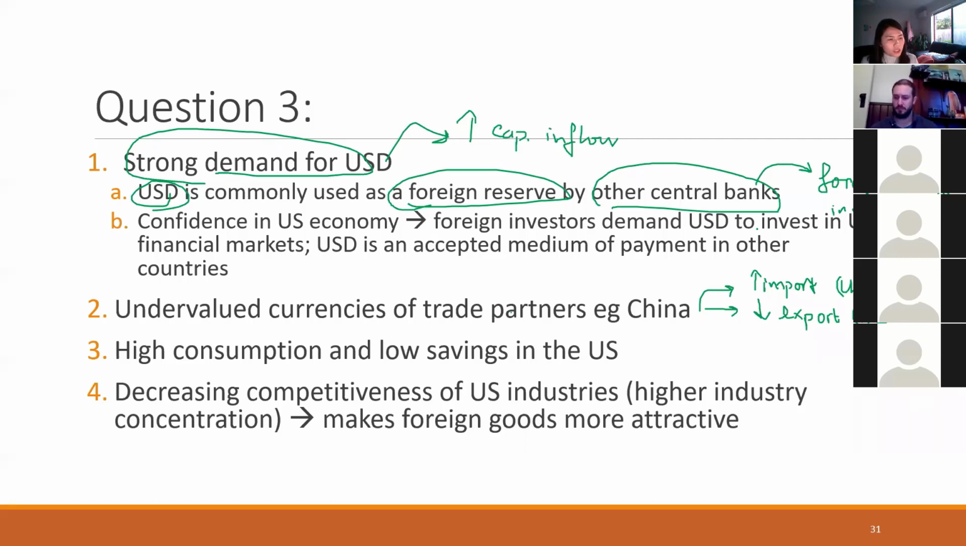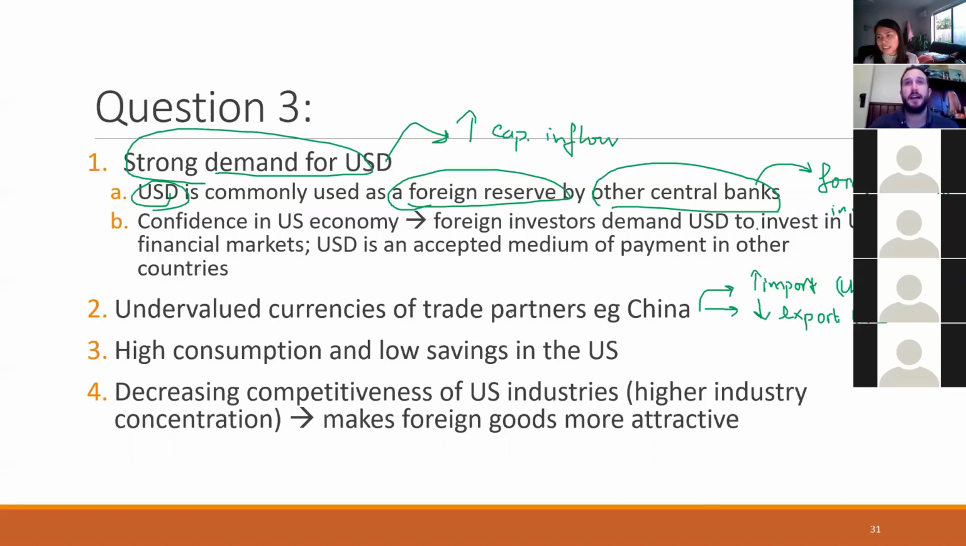Now, the key question here, which is very hard to answer, is for how long does this last? How long do you think the US economy can sustain this account deficit? Any ideas?